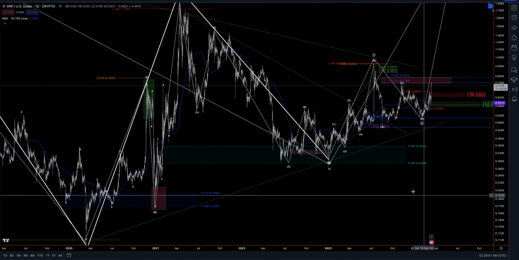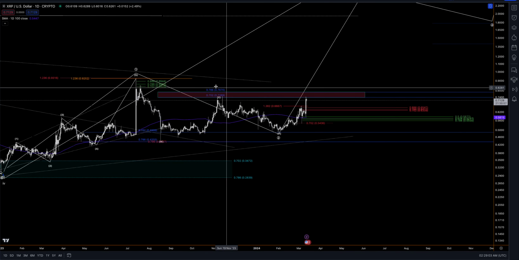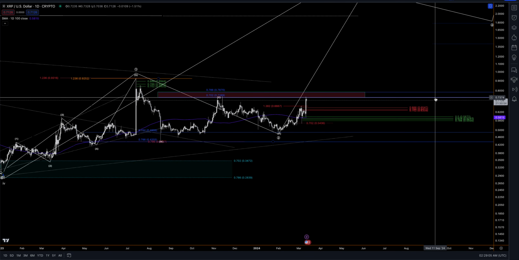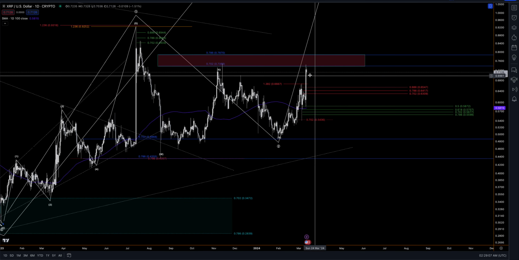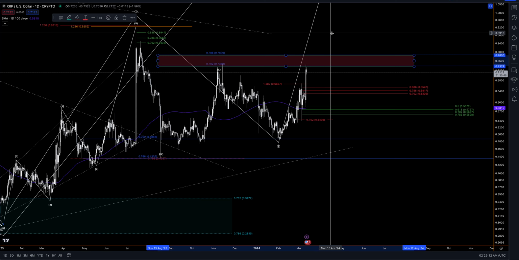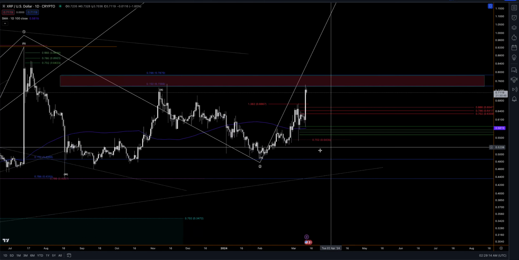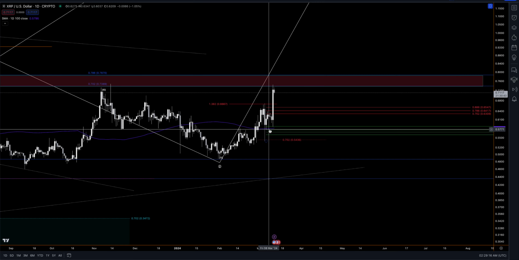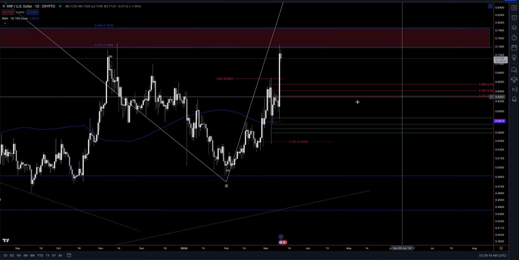So looking at XRP here, there's nothing to worry. We have some overhead resistance sitting at 73.89 to 78.70. As soon as you get over this red zone over here, it's game on for XRP. Okay, we're above the 100-day SMA over here. You see how well XRP held above this 100-day SMA? You see that?